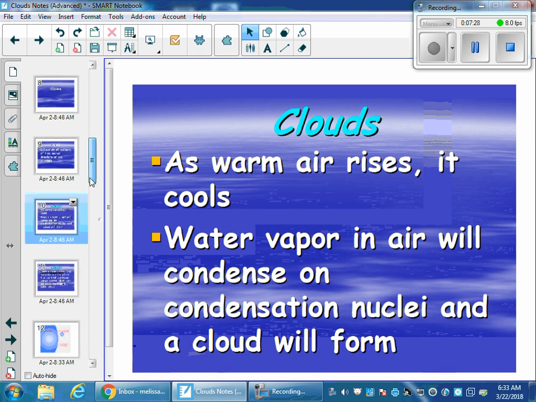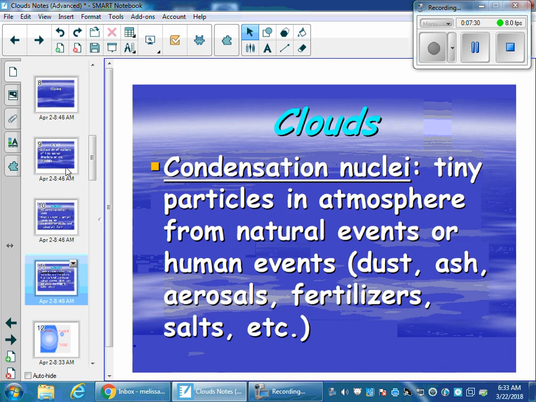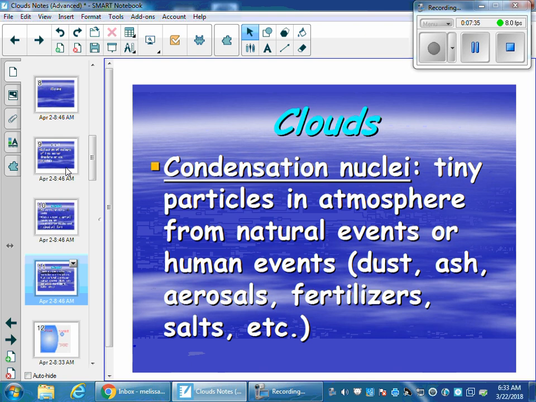Now, what are condensation nuclei? Condensation nuclei are tiny particles in the atmosphere from natural events or human events. These are things like dust, ash, fertilizers, salts, aerosols, all sorts of tiny little different particles that already exist in the atmosphere. These are what water vapor condenses on, and when that happens, that helps us to form our clouds. If we did not have condensation nuclei, it would be very hard for our clouds to form, because it would be much harder for the process of condensation to happen.